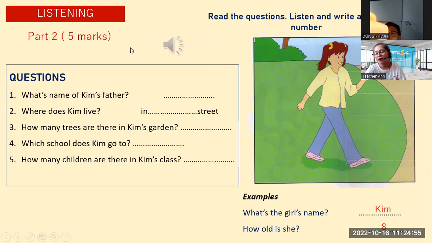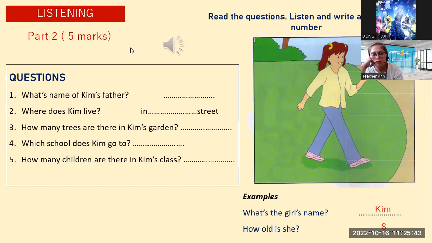Look at the picture. Listen and write a name or a number. There are two examples. Hello. What's your name? My name's Kim. How do you spell that? K-I-M. That's a nice name. And how old are you, Kim? I'm 8. 8? Yes. It's my birthday today. Happy birthday. Can you see the answers? Now you listen and write a name or a number.